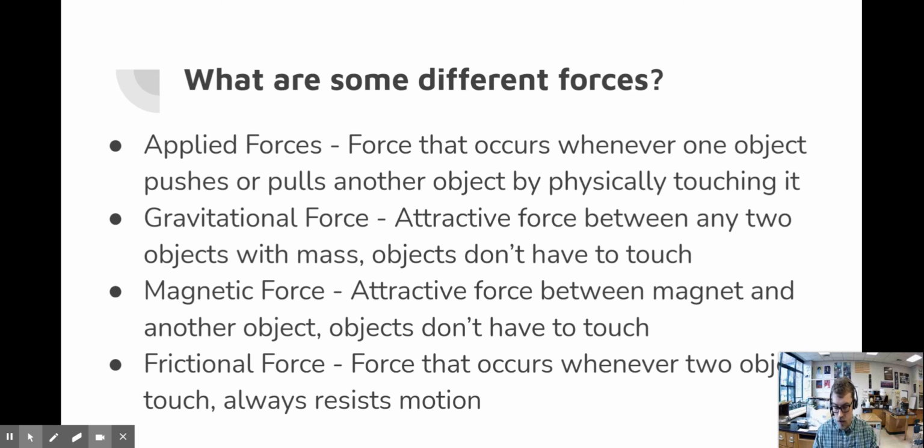Okay, so here's what you need to do now to finish up this assignment. First of all, you want to write a summary of the notes. What did we just talk about? Introducing forces. Then for the practice, you're going to rewatch the video that you watched at the beginning of the notes, and you're going to identify one applied force, one gravitational force, and one frictional force. What is an example of that occurring in the video?